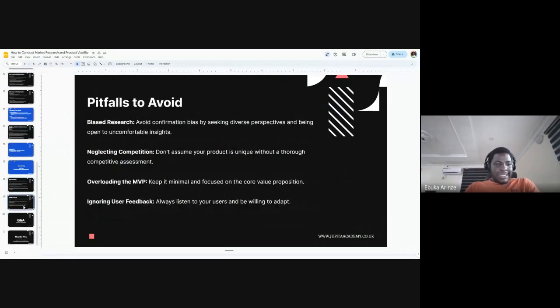Well, what's at the end? Pitfalls and how to avoid bias in research.